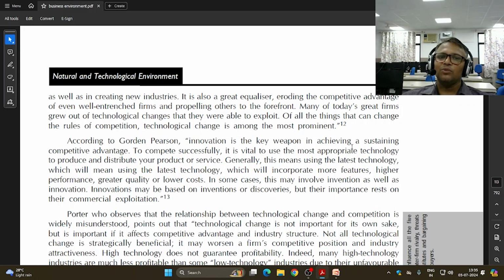Generally, this means using the latest technology, which will incorporate more features, higher performance, great quality, or lower cost. In some cases, this may involve invention as well as innovation. The innovations may be based on inventions or discoveries, but their importance rests on their commercial exploitation.